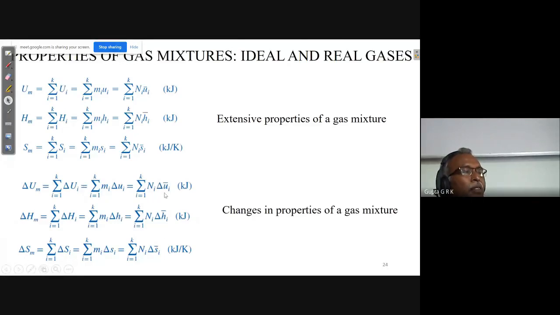Everything is straightforward. And so the change in internal energy of each component adds up to the total change of internal energy of the mixture. Similarly for enthalpy and entropy. Okay, so this is the way I can find it. The only thing is, to know the properties or change in properties of the mixture, I have to know the properties or change in properties of each individual component, and either the number of moles or the number of kgs for each component, so that I can find it for the mixture.